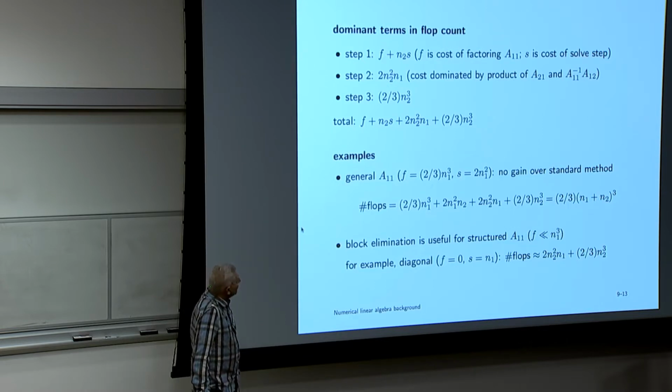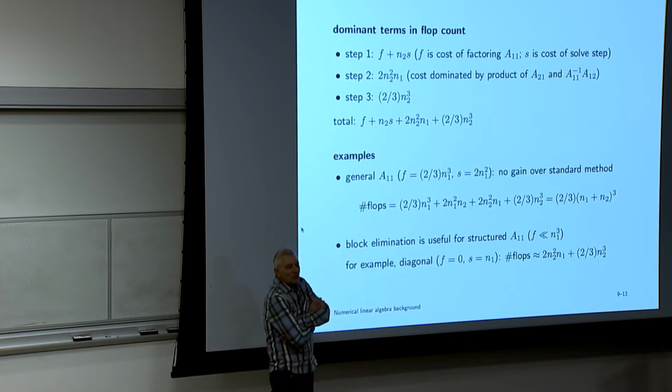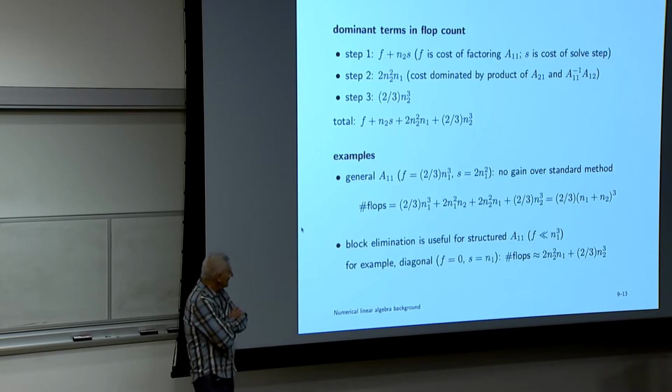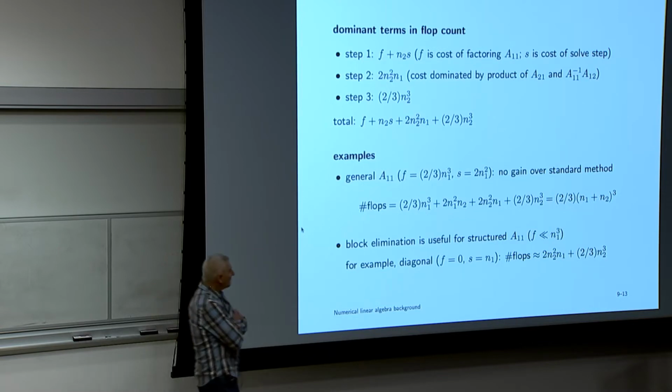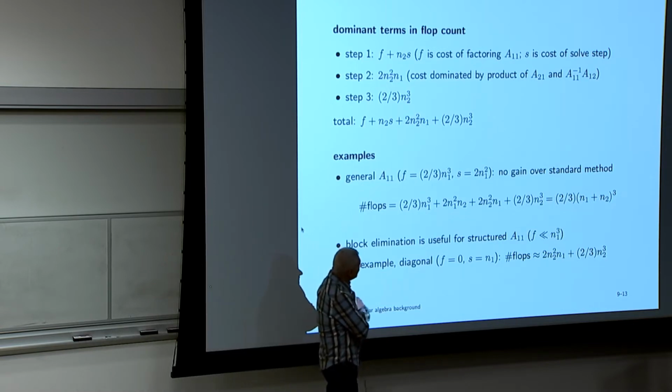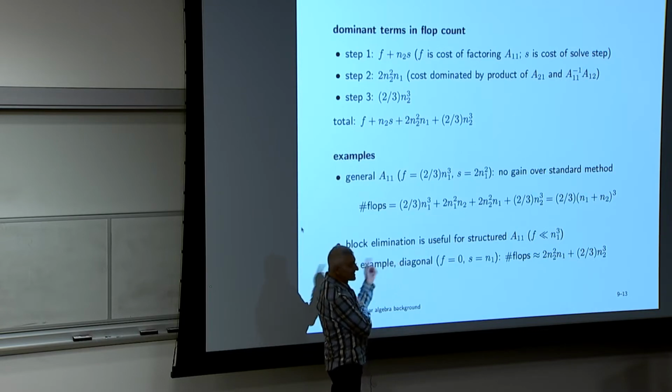Okay. Now it gets interesting. It's interesting precisely when F is small compared to N1 cubed. Here's a great example: diagonal. The factor cost for a diagonal is 0, or N if you want, it doesn't matter. L is going to be the matrix itself, and U will be the identity. There, it's 0, okay? But here, it's actually really interesting. You get 2 N2 squared N1, plus 2/3 N2 cubed. What's amazing about that is that it's linear in N1.